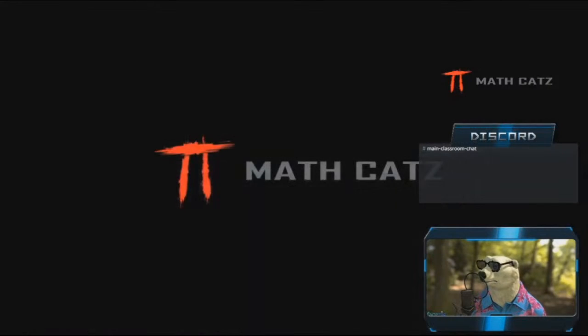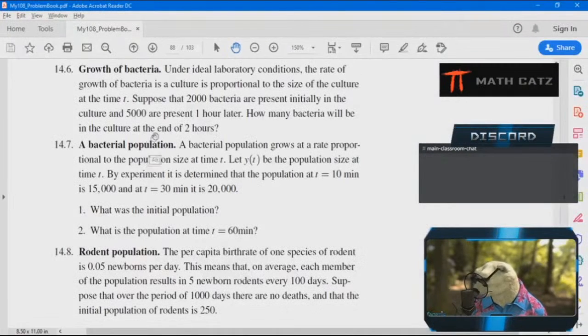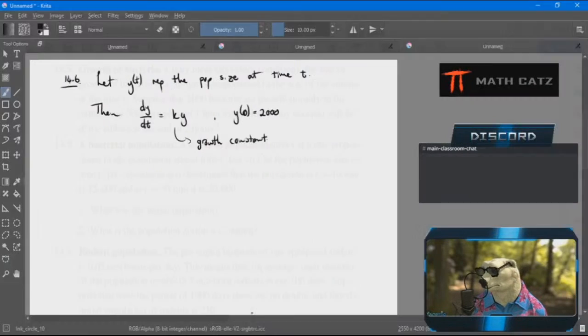Before I can even worry about their questions, 5,000 are present an hour later, how many bacteria will be in the culture at the end of 2 hours, I have no idea. I would need the function to answer any of those questions. So the first part is always going to be, how do I solve the differential equation to get my function, or at least show how that is done, to then continue with the rest of the question. And the nice thing is that that's always the same.